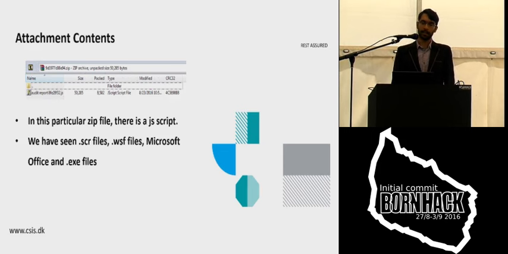So what actually is in the email? The idea for them is for the user to click on the attachment. Inside the attachment, we can see that there's a JavaScript file, a .js file. It's not supposed to run in the browser, but the user is supposed to double-click it. Once the user double-clicks it, the malware starts to work.